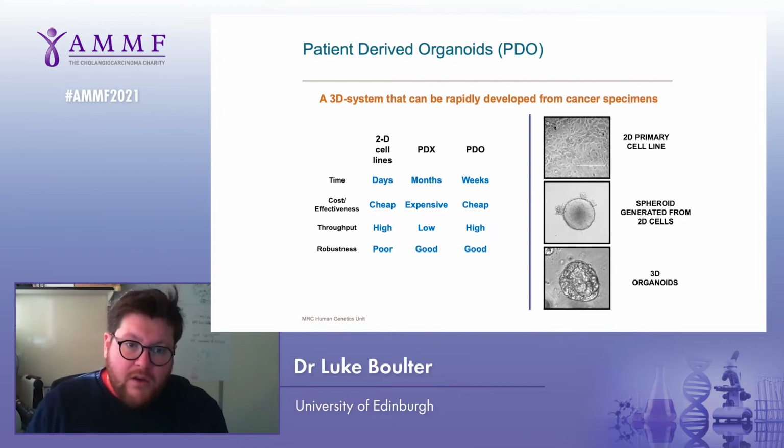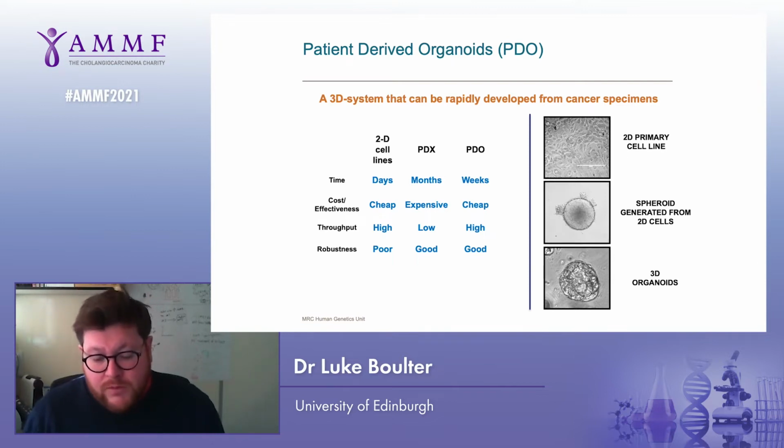For patient-derived organoids and patient-derived xenografts, which is where these organoids are taken and put into a mouse model, it can be more time costly, but actually it's not that bad. It's weeks and months rather than years. They can be expensive, particularly in the case where these are going in vivo. Throughput is variable, but with organoids, obviously, if you're growing them in a dish, it is higher. And in both contexts, patient-derived xenografts and patient-derived organoids have been shown to really recapitulate tumor sensitivity to compounds, so their robustness is very good.